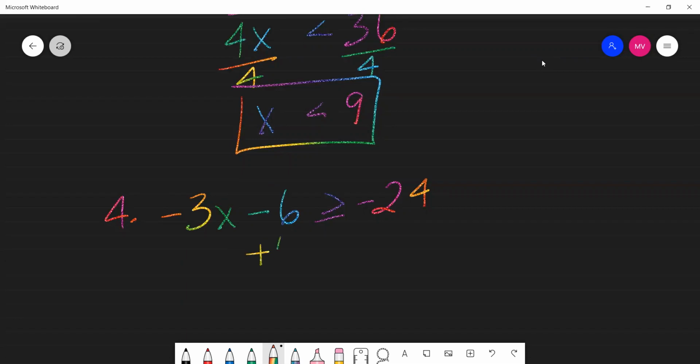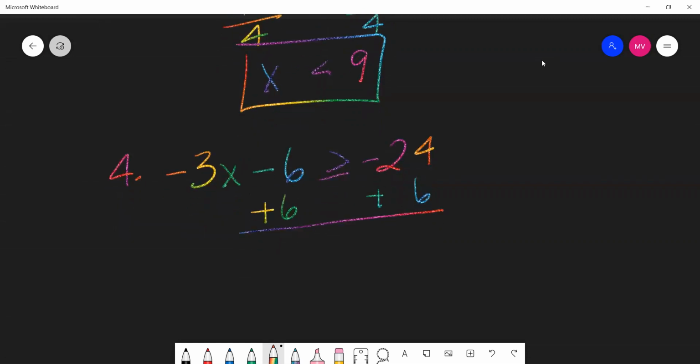Right. We add 6 because that gets rid of it on the left and adds it to the right. Literally this time. Negative 3x is greater than or equal to negative 24 plus 6, like or unlike. Right. So we find the right. So 24 minus 6. Close. Is it positive or negative? Right, because our larger number, 24, is the negative number. So we're still negative even when we add 6.